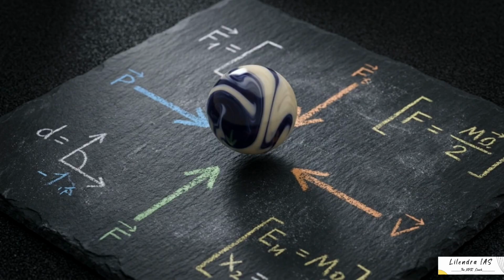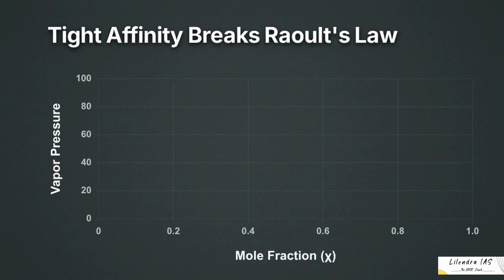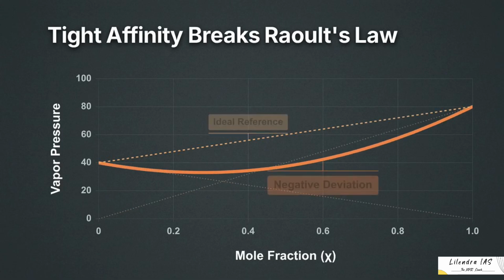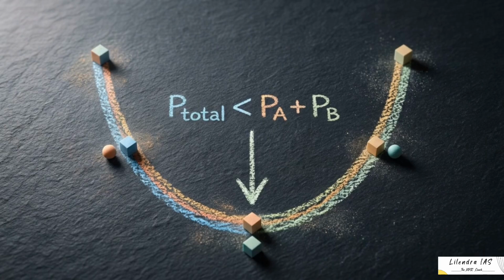Let's pivot to the opposite extreme. Consider liquids that exhibit a profound, tight affinity for one another when mixed. Watch how this tight affinity breaks Raoult's law on the chart. The total pressure line sags deeply beneath the expected linear reference. This sagging curve defines a negative deviation.